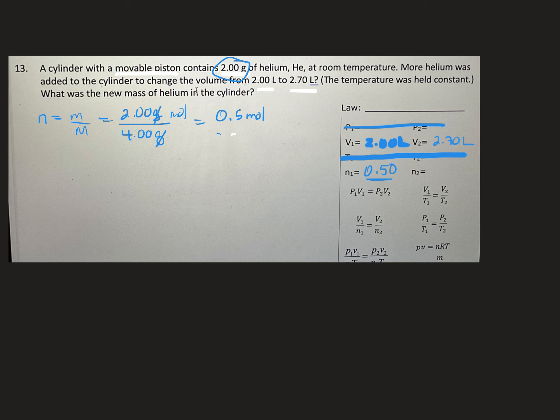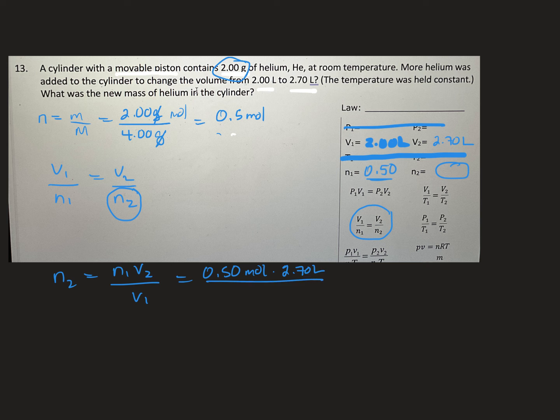And they're asking, well, they say what's the new mass? Well, I have to find moles first, then I can figure out mass. So the formula, volume and moles, is going to be this one: V1 over n1 equals V2 over n2. I'm looking for n2. So n2 will be equal to n1 V2 divided by V1. n1 is 0.50 moles times volume 2, which is 2.7 liters, divided by volume 1, which is 2.00 liters.